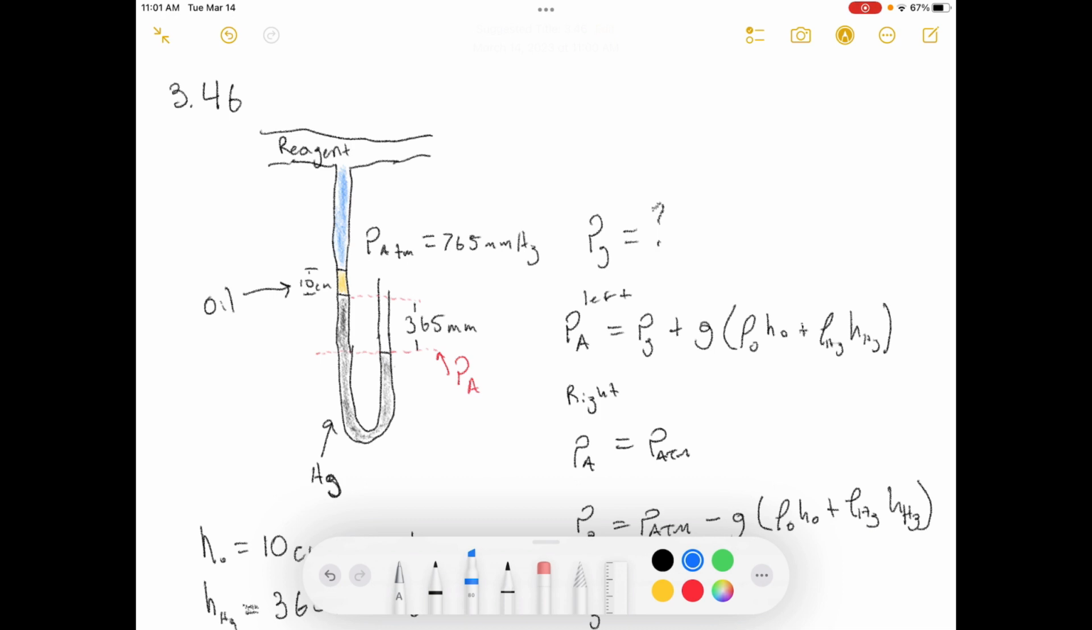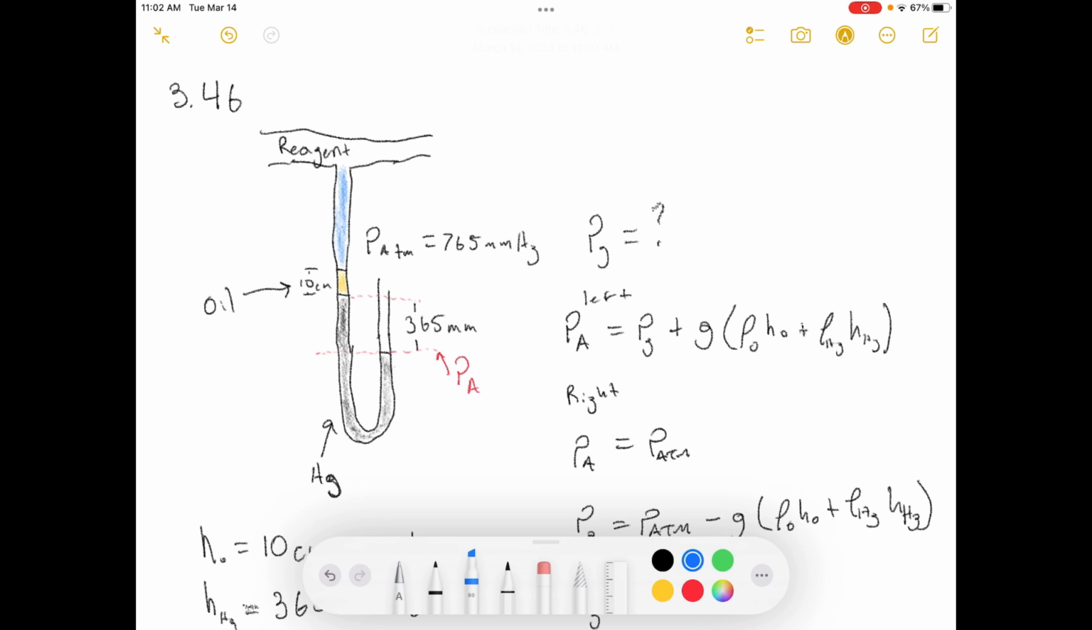Today we're working out of Elementary Principles of Chemical Processes, 3rd edition, and we're doing problem number 3.46. It says, an open-ended mercury manometer is to be used to measure the pressure in an apparatus containing a vapor that reacts with mercury. A 10 centimeter layer of silicon oil, specific gravity equals 0.92, is placed on top of the mercury in an arm attached to the apparatus.